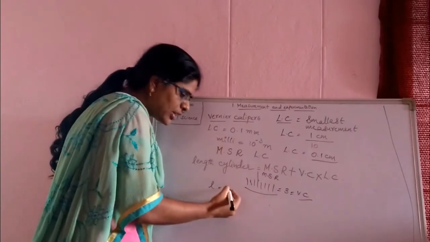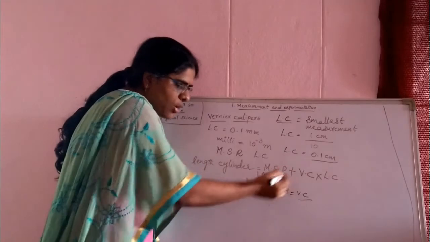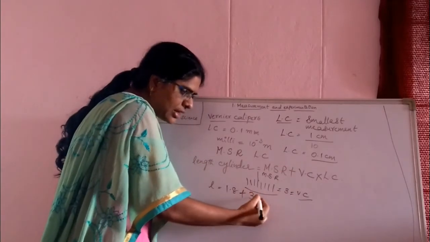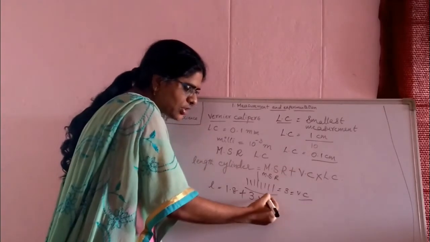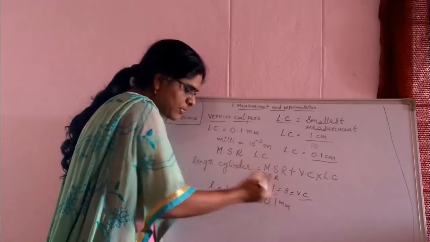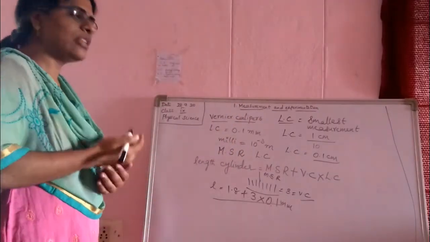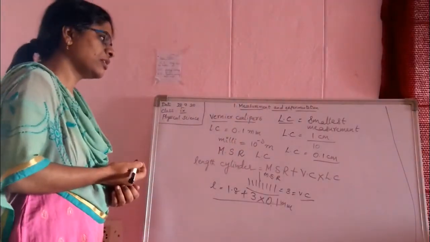Okay. Now, like this, length of the cylinder is on the main scale reading. How much is the value? If it is 1.8, 1.8 plus vernier coincidence 3 into least count of the vernier calipers, 0.1 mm. Like this, we will be finding out the length of the cylinder.